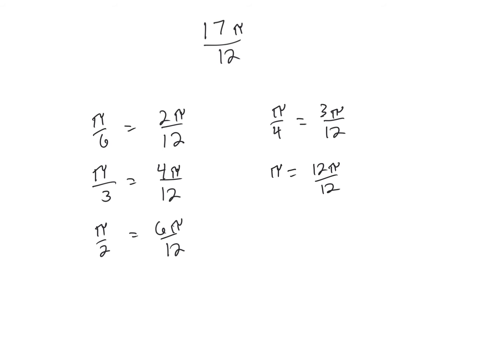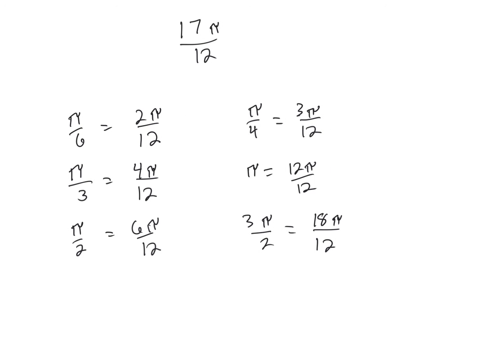oh, I forgot to do 3 pi over 2. 3 pi over 2, which is 270 degrees, is 18 pi over 12, and also 2 pi, of course, is the equivalent of 24 pi over 12.